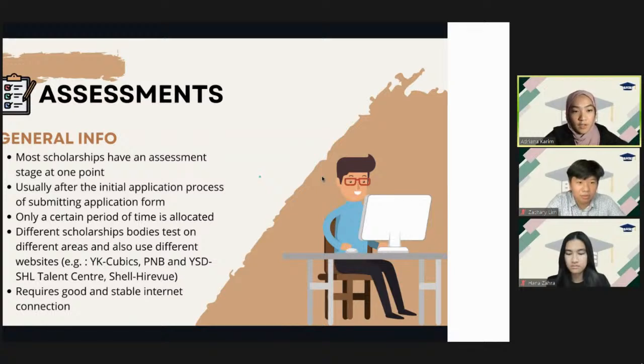For the last part, do your best to get a good and stable internet connection. As for this one, it's almost out of our control to actually get a good and stable internet connection, right? So try to go somewhere that has a really strong connection.